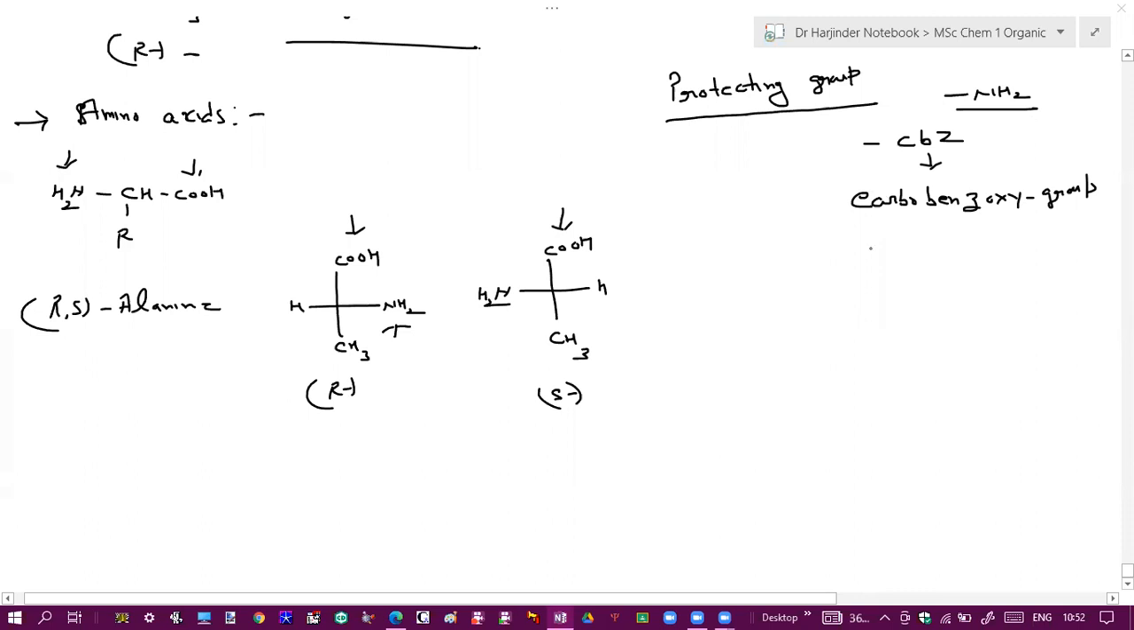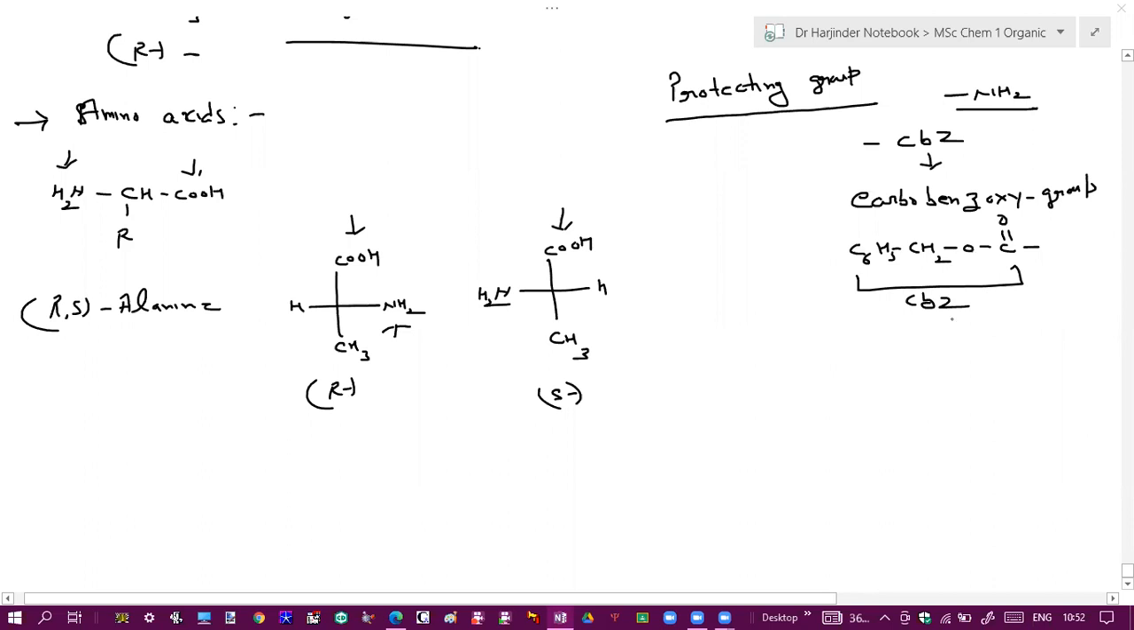And its structure is C6H5CH2, so this is a benzoxy, O, C double bond O. And in short form, it is written as CBZ. So this is your CBZ. It is a competitive exam question on this one. Many other protecting groups are also used, but this is the most widely used.